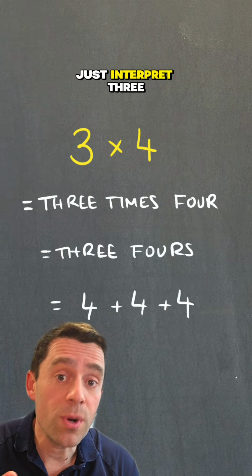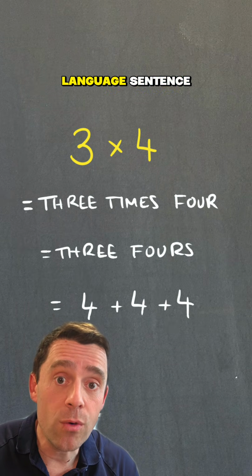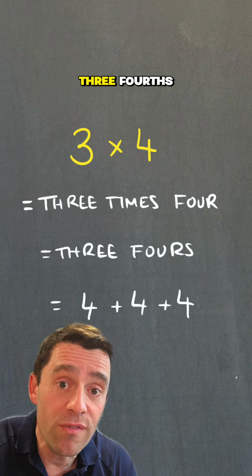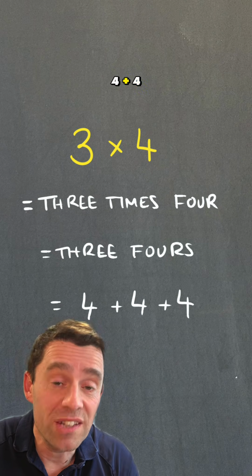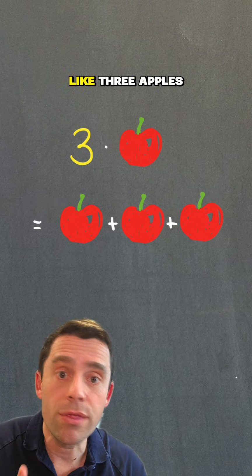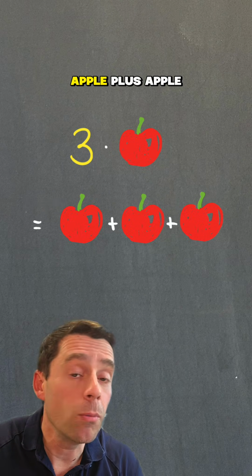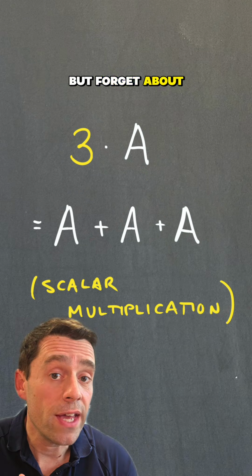So if we just interpret 3 times 4 as an English language sentence, it's equivalent to 3 fours, so it is 4 plus 4 plus 4. Just like 3 apples, it's apple plus apple plus apple. But forget about the English language.